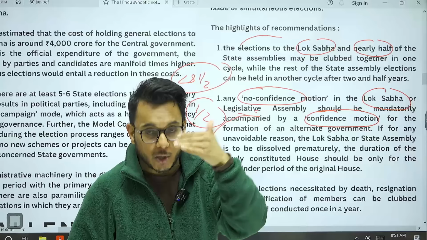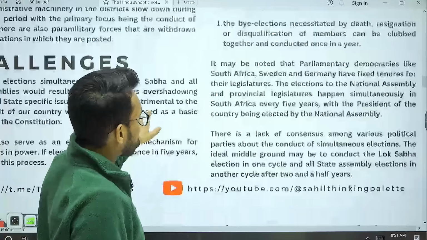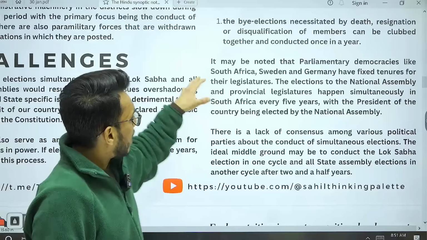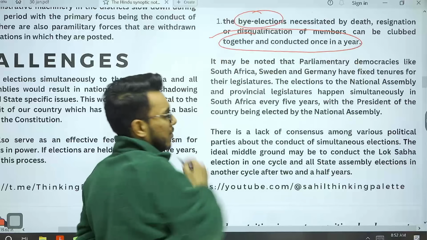Then, the next thing that comes here is that if resignation or death has happened, or if by-elections have to be conducted, these by-elections should be clubbed together and conducted once in a year. Not every other month should there be a by-election.